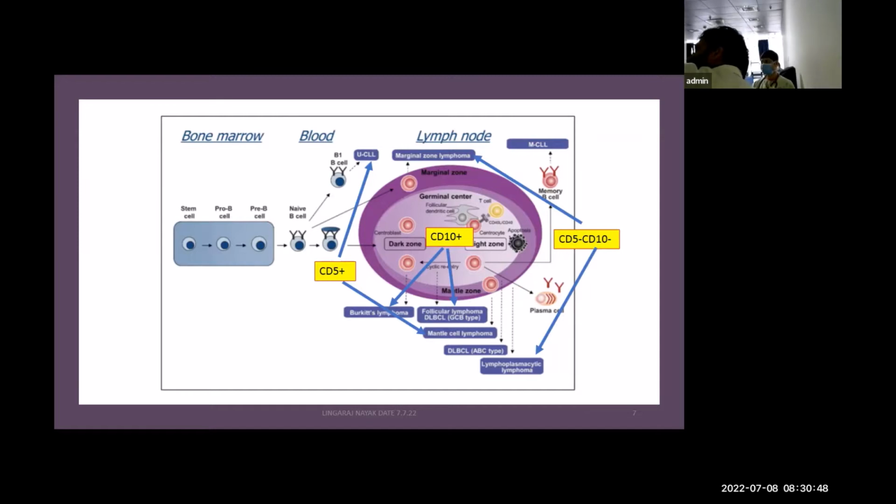And then you get two cells, one is memory B cell and plasma cell. Now, plasma cell will start producing antibodies that will take care of the antigen. That memory cell will be there with you, and that will help you the next time when the antigen is encountered. So why I have written three things, CD5, CD10, and CD5, CD10 negative.